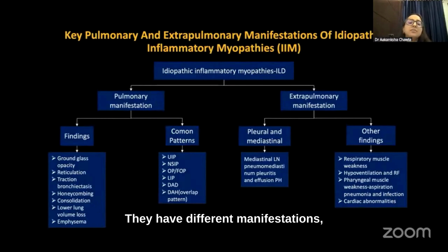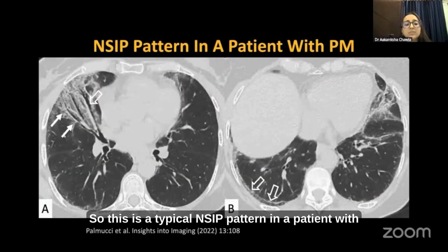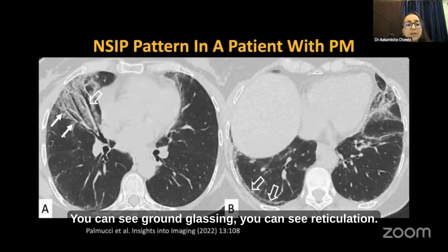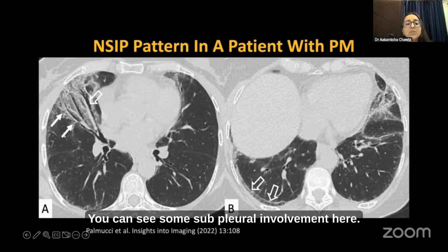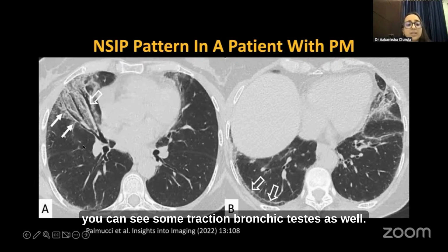They have different manifestations, pulmonary as well as extrapulmonary. When there's an associated rash, there's dermatomyositis. There's also something known as the antisynthetase syndrome. So this is a typical NSIP pattern in a patient with polymyositis. You can see ground glassing, you can see reticulation, you can see some subpleural involvement here in the right lower lobe. You can see some traction bronchiectasis as well.